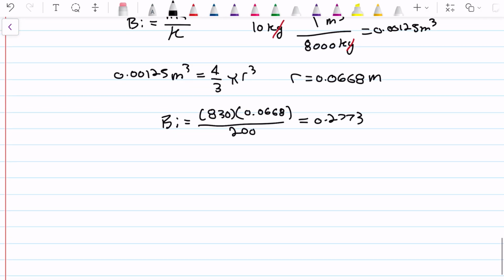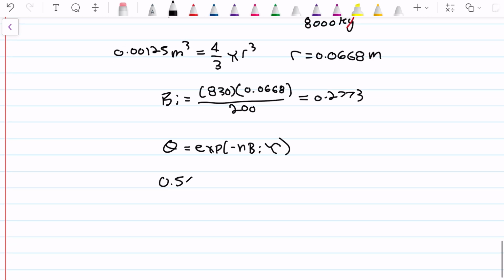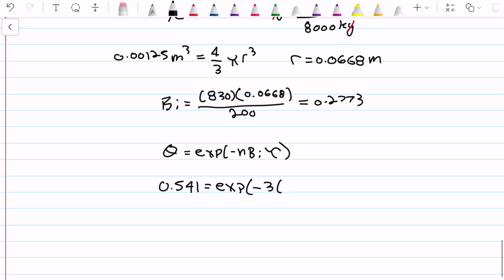All right, now we have everything to go into our lumped capacitance and solve for tau. So dimensionless temperature equals the exponential of negative n times the Biot number times the Fourier number. In our case, this is 0.541 equals the exponential of negative 3 times the Biot number, which we solved, times tau. Let's take the natural log of that 0.541.